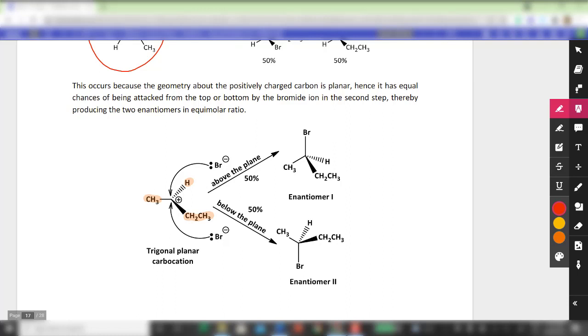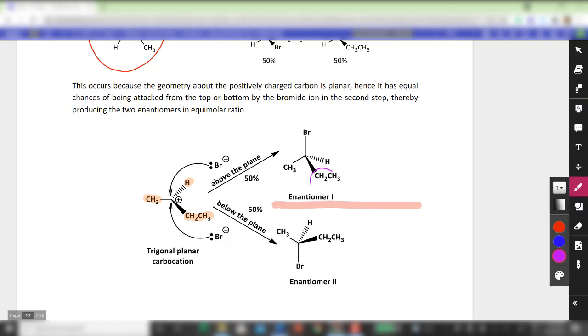How do I know that they are an enantiomeric pair? Basically, I can draw a mirror plane here, and then you can tell that this is a mirror to this, this is a mirror to this, and this, and this. So they are an enantiomeric pair.